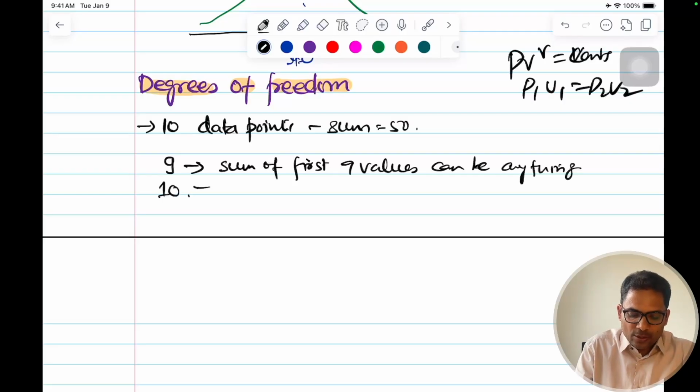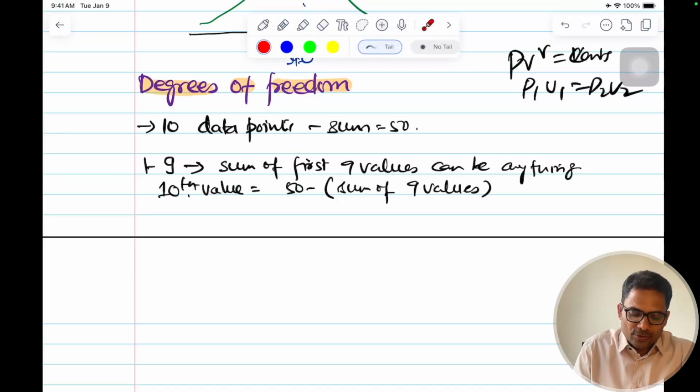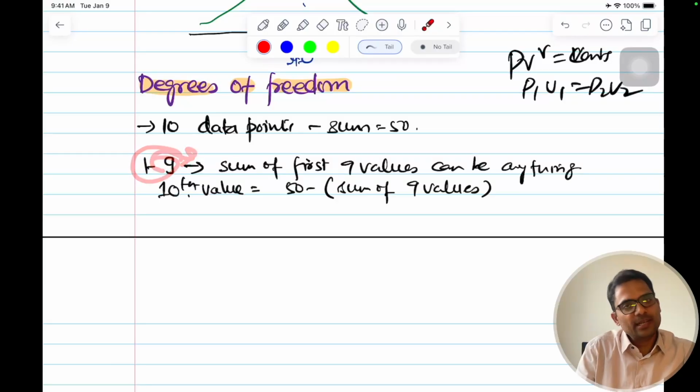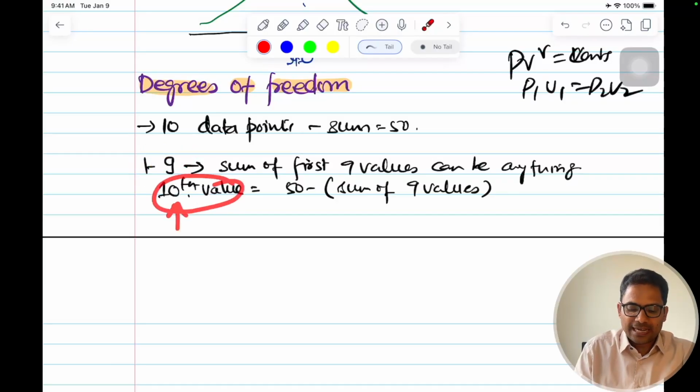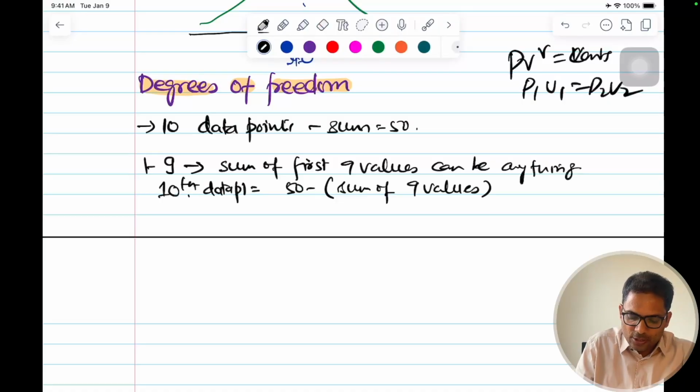Why? Because the 10th data point can only be 50 minus the sum of these 9 values. Are you getting it? The 9 values can change to any sum in any order we take. But the 10th value will be fixed, and it will be dependent on the first 9 values. Whatever the sum of the 9 values, the remaining value is all that the 10th data point can take. I hope you get the point.